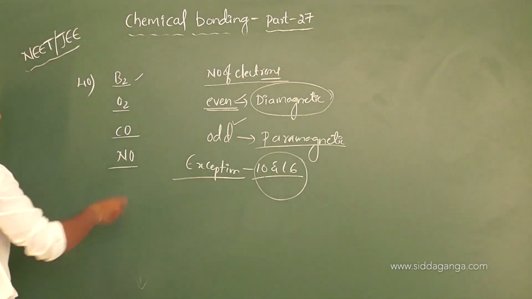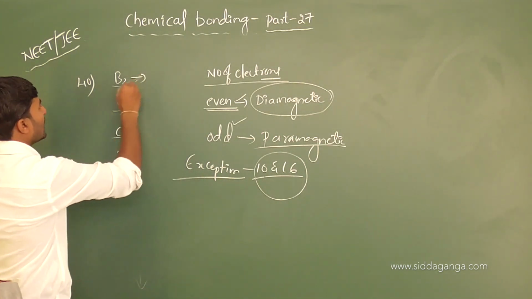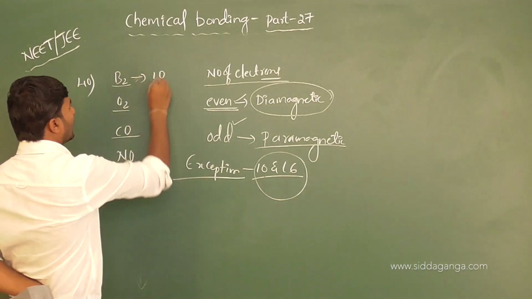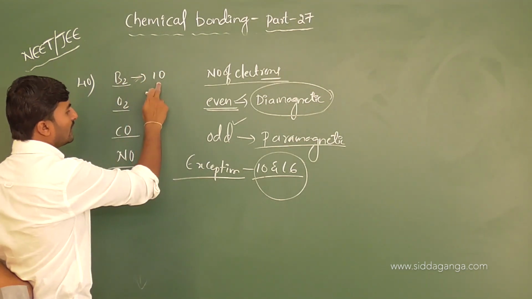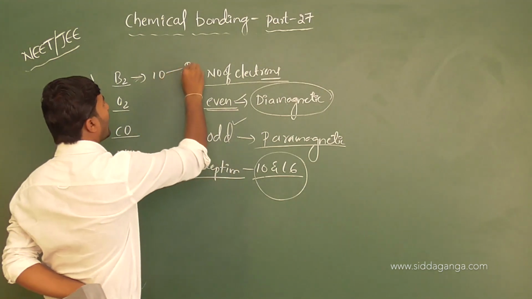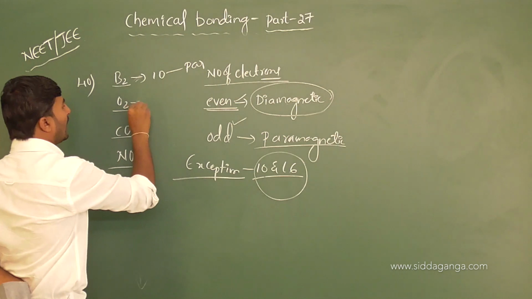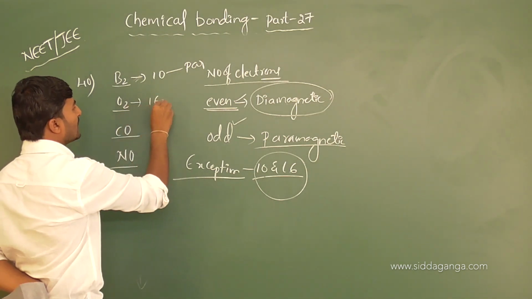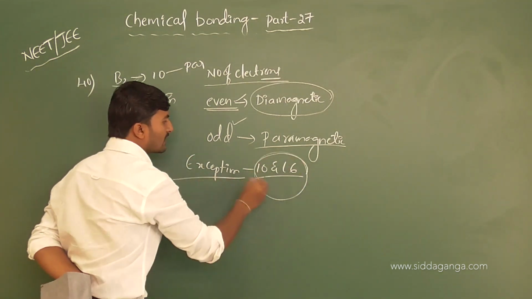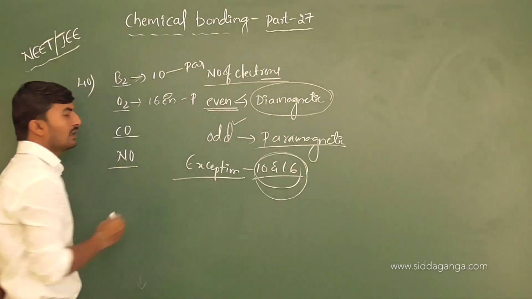Now come to here. B2 means each boron atom will have 5 electrons. Since there are 2 atoms, it becomes 10 electrons. 10 electrons, odd or even? Even, but it is an exceptional case. It is paramagnetic. And O2 means 16 electrons. 16 electrons is even, but it is an exceptional case. It is also paramagnetic in nature.